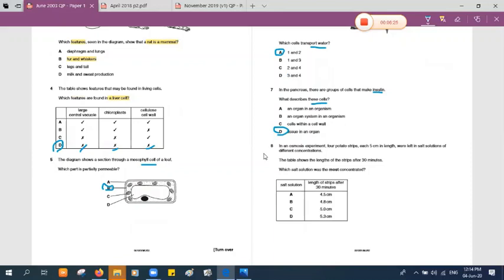Number 8, sorry. In an osmosis experiment, 4 potato strips, each 5 centimeters in length, were left in a salt solution of different concentrations. The table shows the length after 30 minutes. So let's imagine that here, this is the 5 centimeters. We have 4, this is A, B, C, and D.